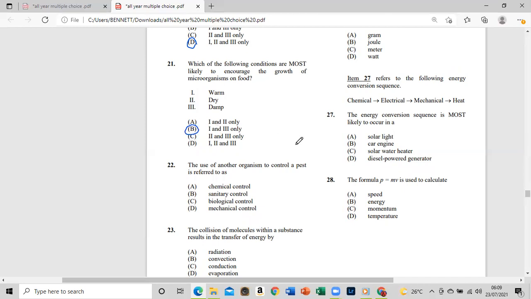22. The use of another organism to control a pest is referred to as chemical control, sanitary control, biological control, or is it mechanical control? So 22 would be C, biological control.